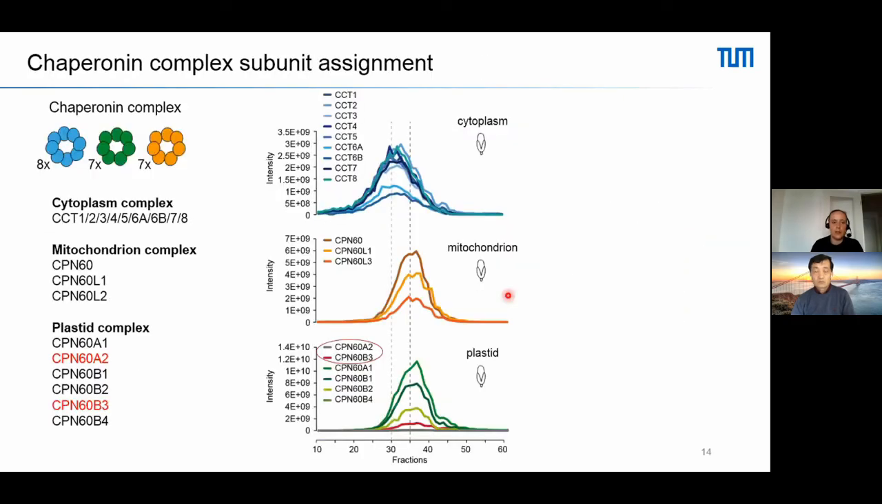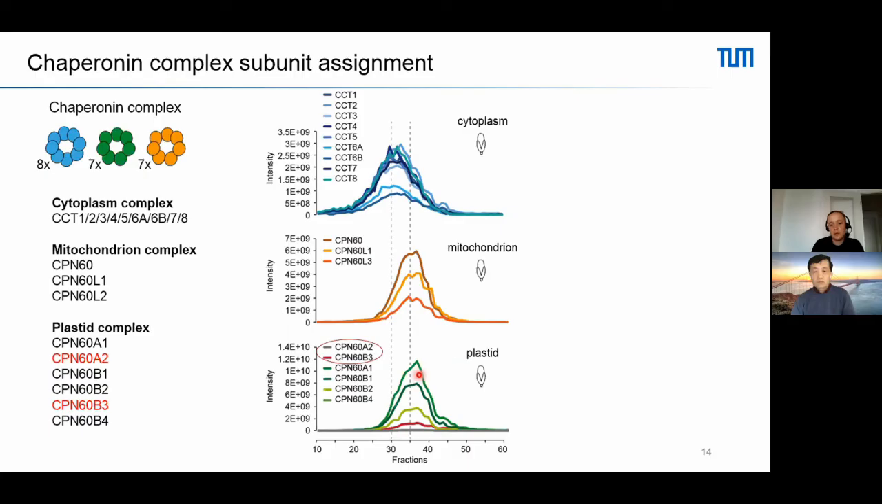Now, when we look at the chaperonin complex, we again could very nicely identify all of the proteins from the cytoplasm, from the mitochondrion, and also from the plastid complex. And what we could see is that the cytoplasm complex is composed of 8 subunits, so it is larger and elutes earlier than the mitochondrion and the plastid complex.